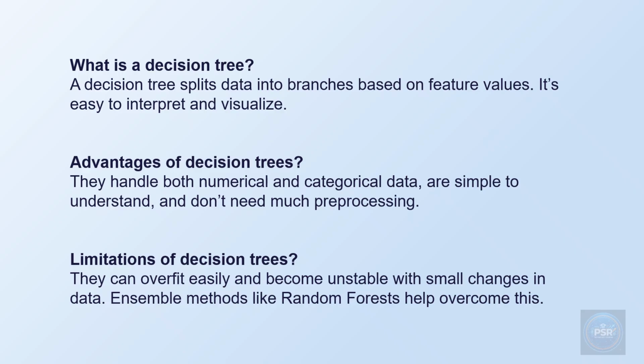What is a decision tree? A decision tree splits data into branches based on feature values. It's easy to interpret and visualize. Advantages of decision trees? They handle both numerical and categorical data, are simple to understand, and don't need much pre-processing. Limitations of decision trees? They can overfit easily and become unstable with small changes in data. Ensemble methods like random forests help overcome this.